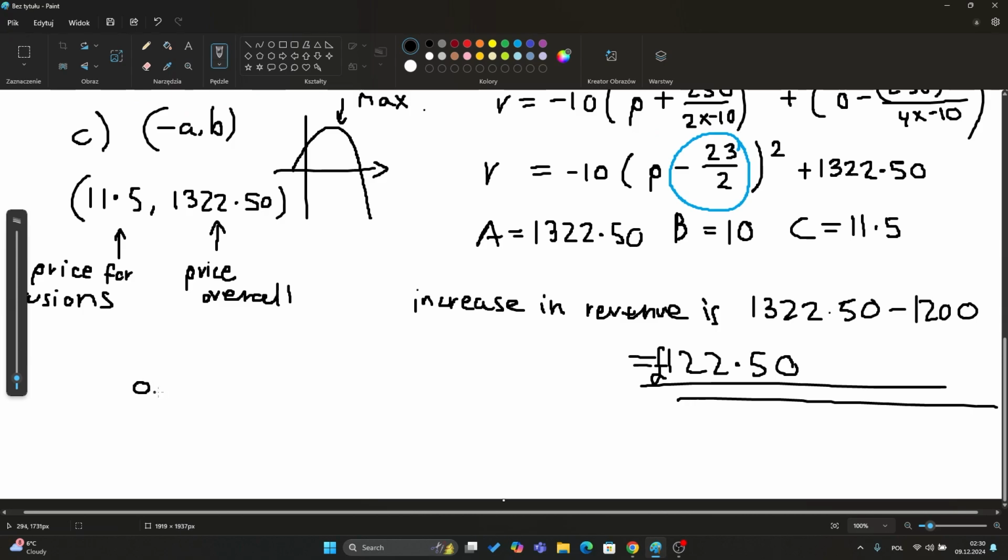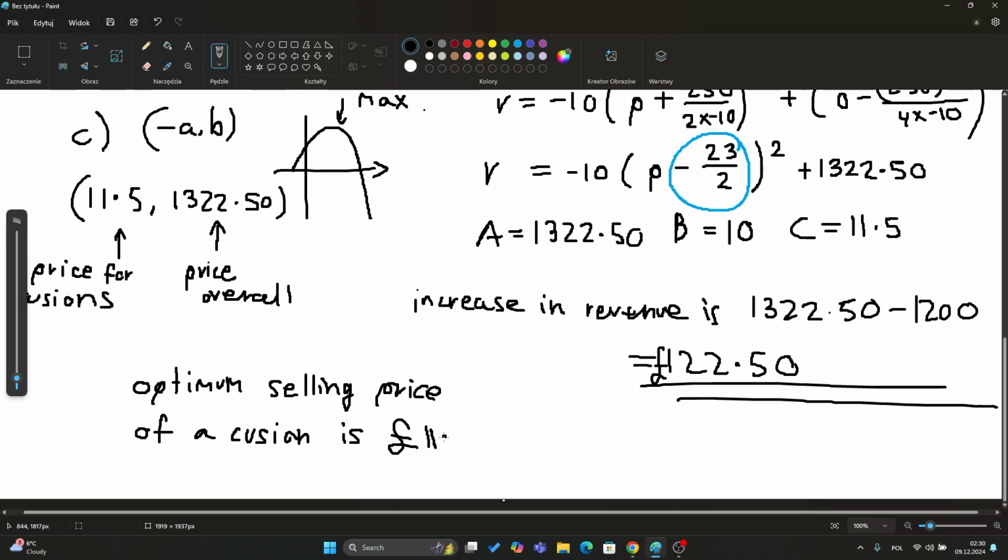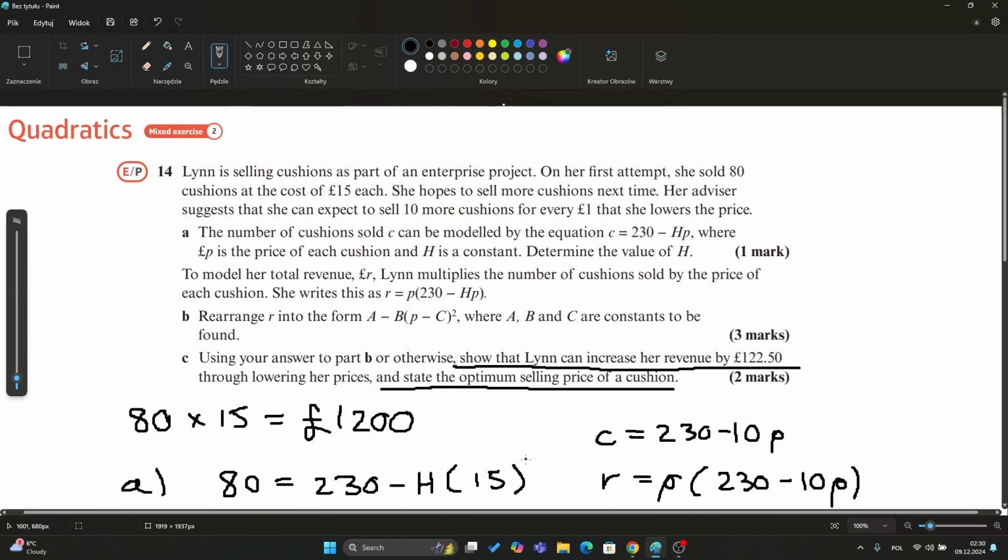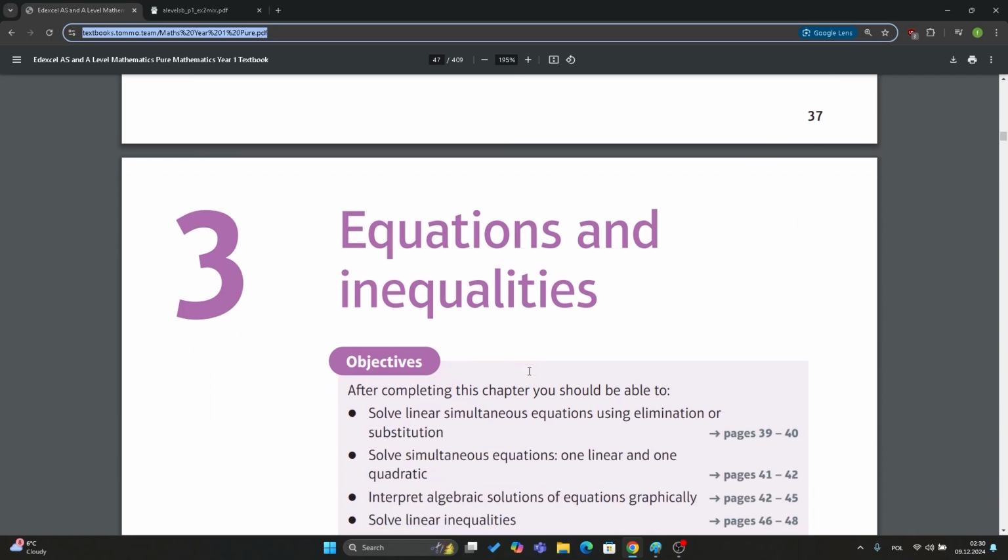So the optimum selling price of a cushion is £11.50. That is where she gets the most revenue, and that's what she should have as her price. So I hope this video helped you and that you'll be able to understand quadratics and that you'll be ready for the next chapter, which is equations and inequalities.